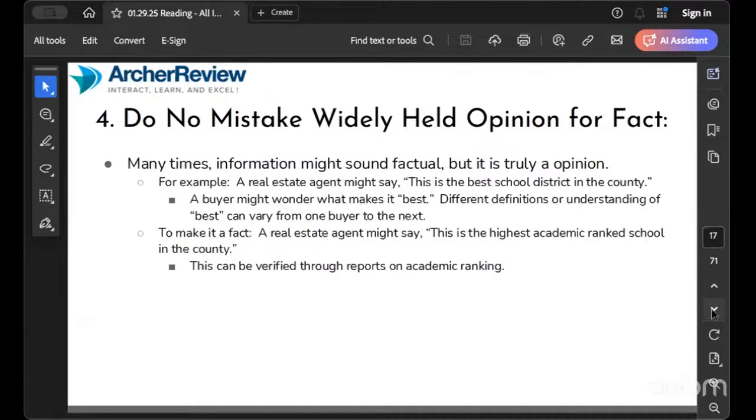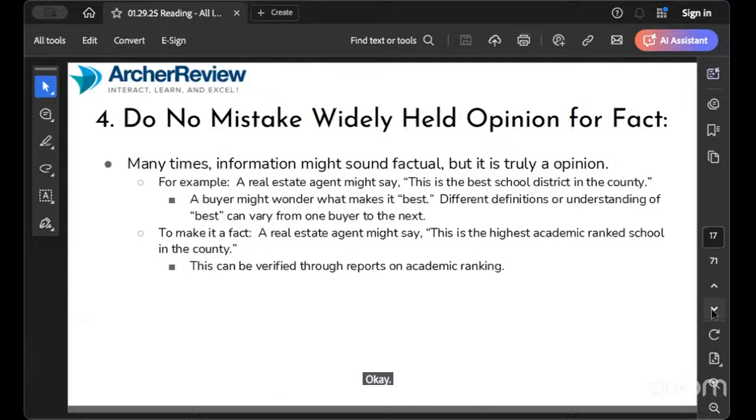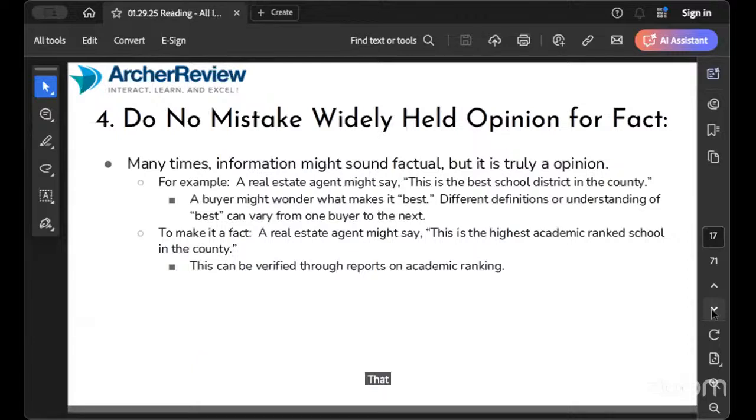Okay. So if you were to try to change this, that's an opinion. This is the best school district in the county. The reason being is, what makes it the best? Okay. If it were to be presented as a fact, it might be that this is the highest academic ranked school in the county. Well, you can go look at the records and compare all of the schools in the county to see who has the highest academic ranking. Now, when you just say the best school district, that's where you open it up to that interpretation.